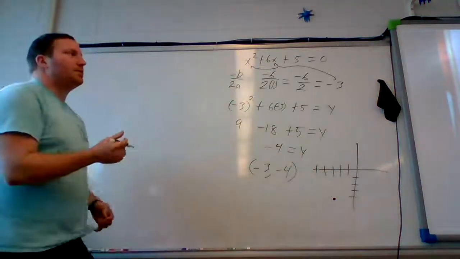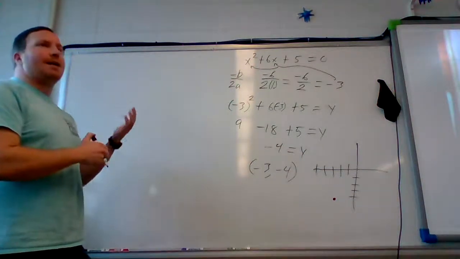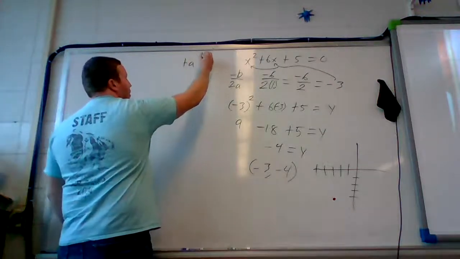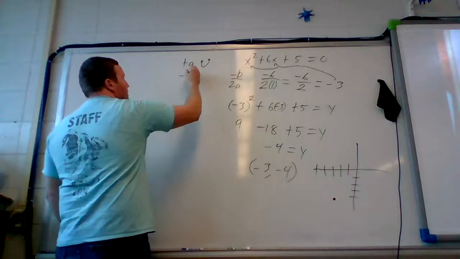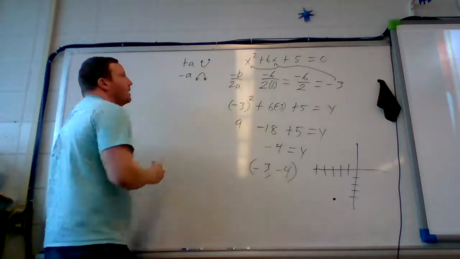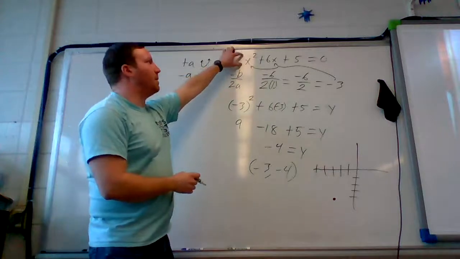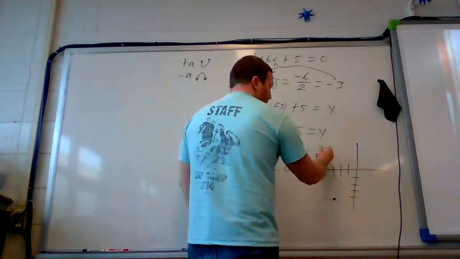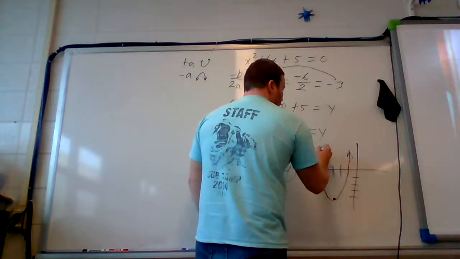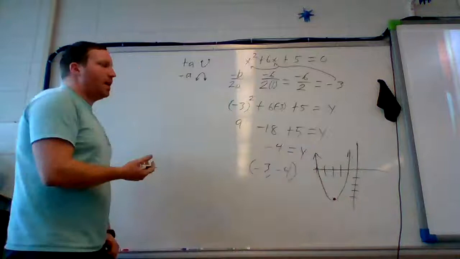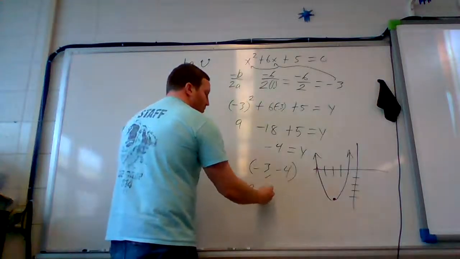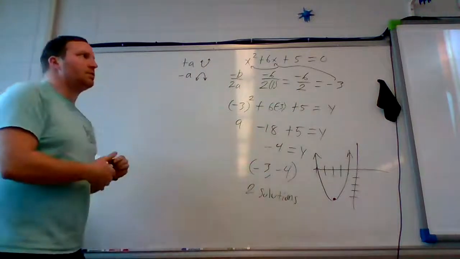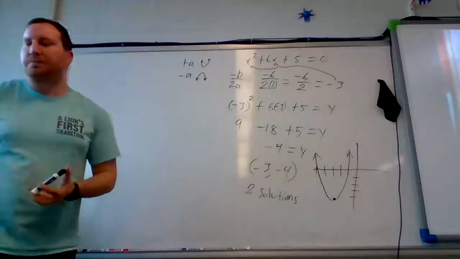And then we determine how many solutions we have based on our a value. Again, our a value, if it's positive, we open up. If it's negative, we open down. In this case, we have positive x squared, so our a value is positive, meaning we're going to open up. And that means we're going to have two solutions whenever we solve using one of these other methods. Okay.